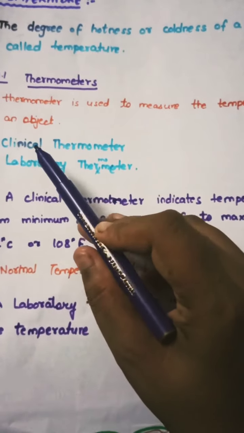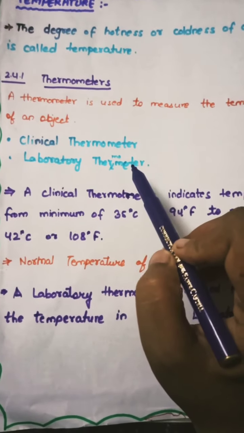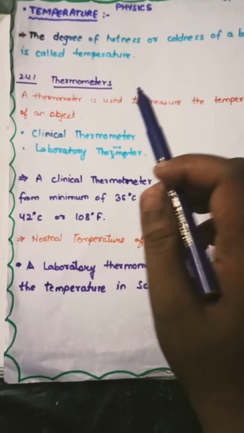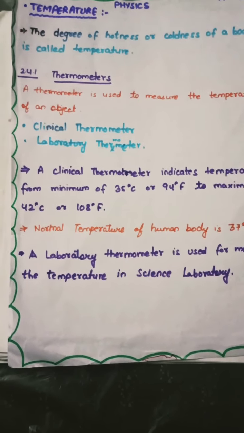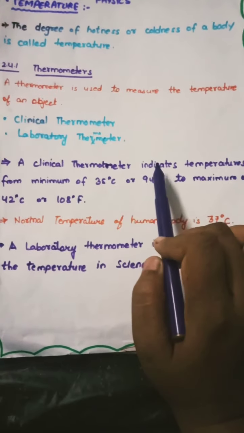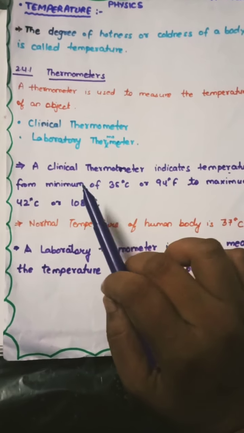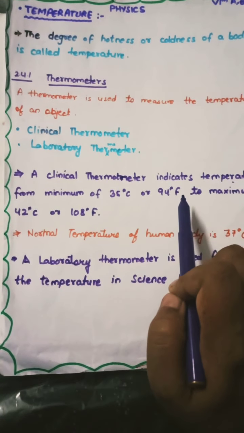And there are two types of thermometers: clinical thermometer and laboratory thermometer. Now, what is the type of thermometer that we use at our home? That is a clinical thermometer. A clinical thermometer indicates temperatures from a minimum of 35 degrees Celsius or 94 degrees Fahrenheit.